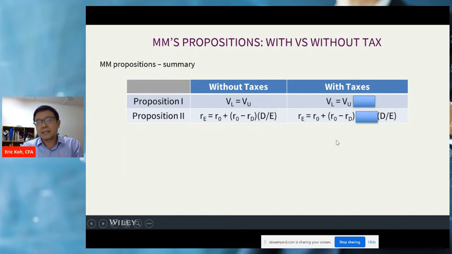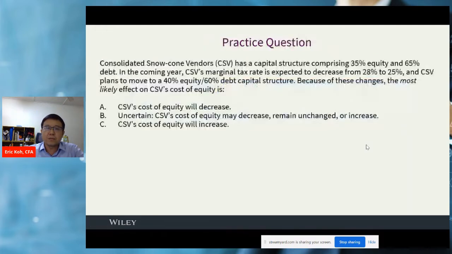In a world with taxes, all you do is, let's peel off the plaster, just plus TD, which is the interest tax shield. And in the second line, all you need to do is just multiply by 1 minus t. So that's the summary so far, with just one more item to go through.